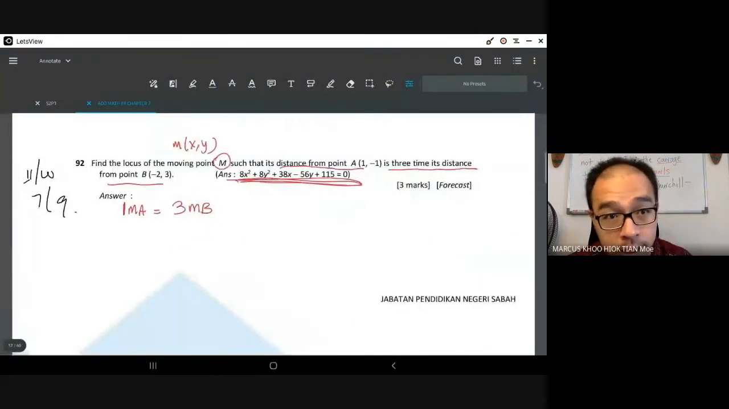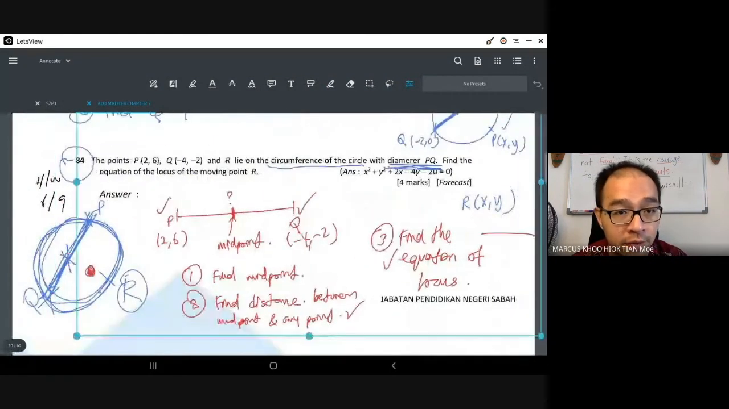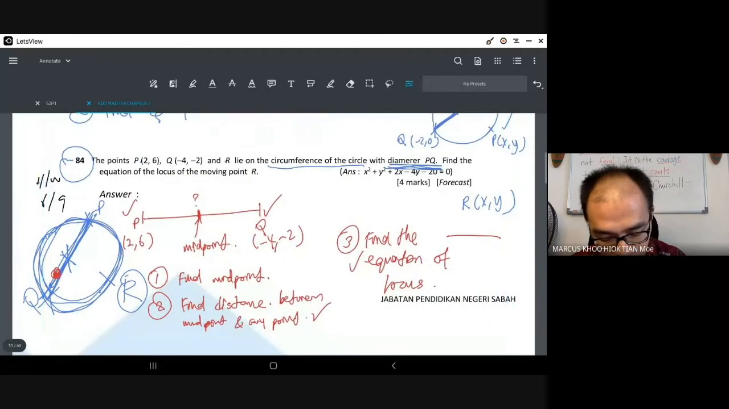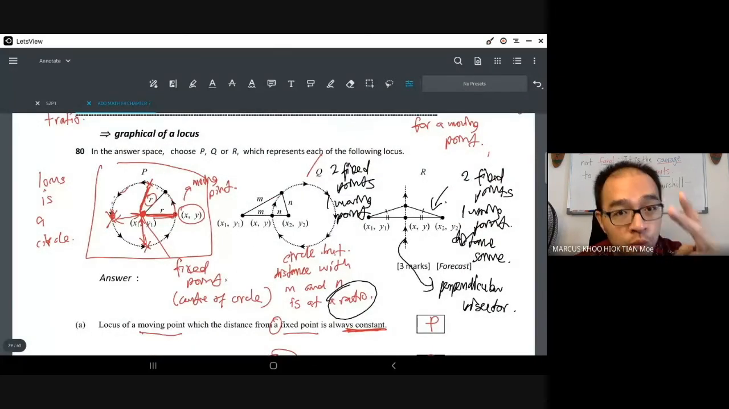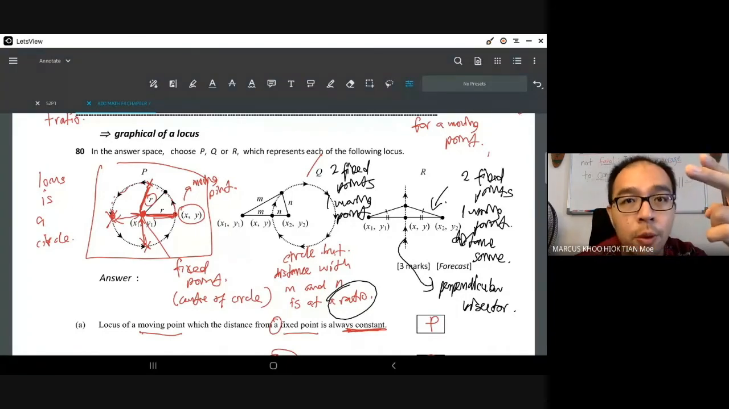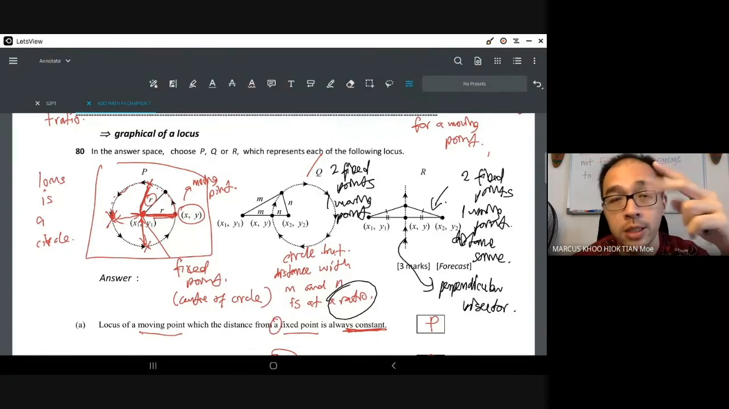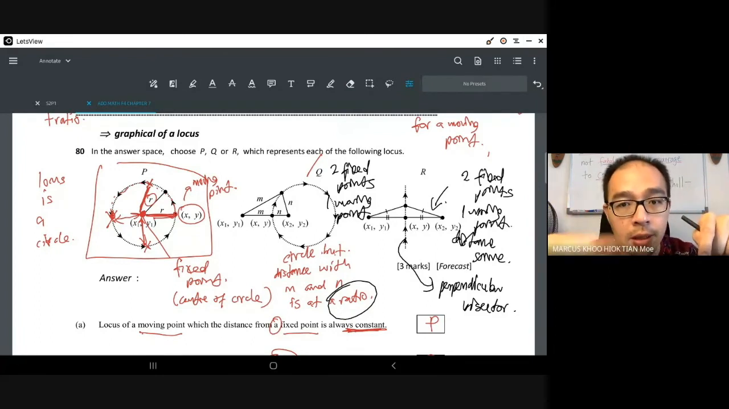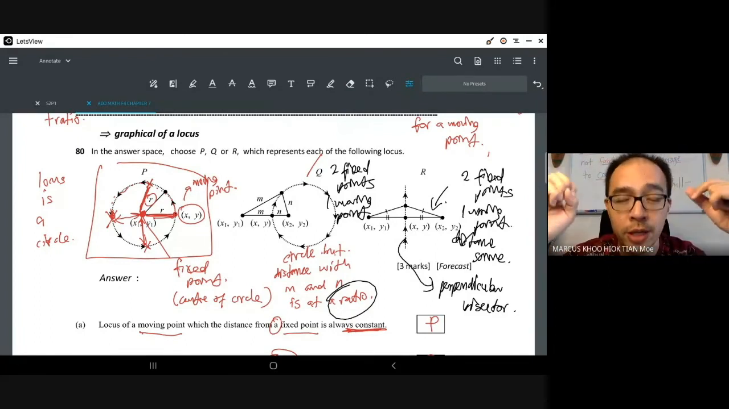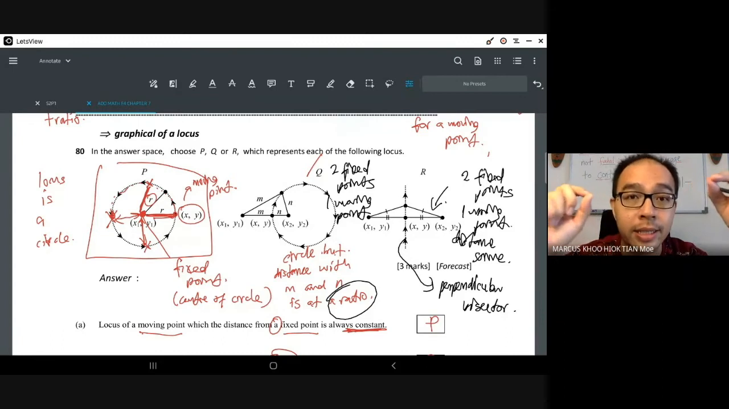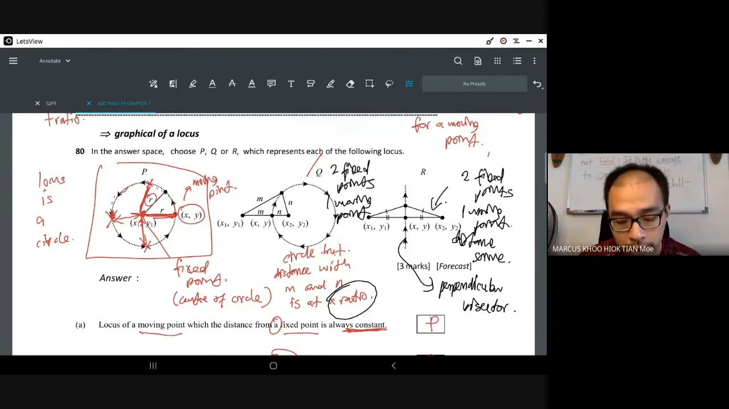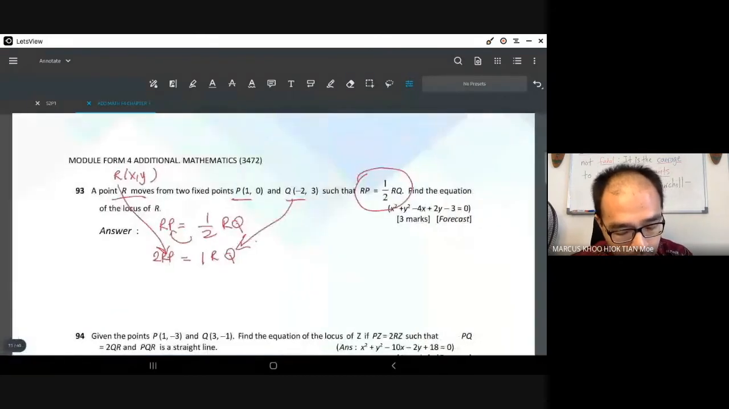There are 3 types of locus yang kamu kena tahu. Okay, so the first type we covered yesterday. Okay, yang ini. 1 fixed point, 1 moving point, circle. The second type is 1 moving point, 2 fixed points, circle, ratio. Okay, now the third one adalah 2 fixed points, 2 titik tetap, 1 titik bergerak, tetapi dia punya jarak bukan lagi ratio, dia punya jarak adalah sama. Okay, dia punya jarak adalah sama, which means that it is a perpendicular bisector. So ini adalah locus yang ketiga yang kita kena tahu. Okay, let's take a look at question number 95.